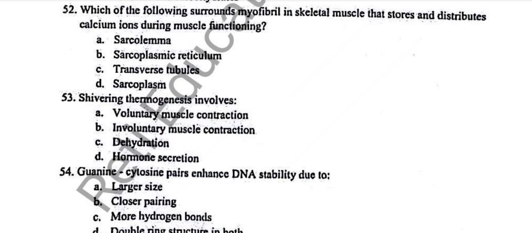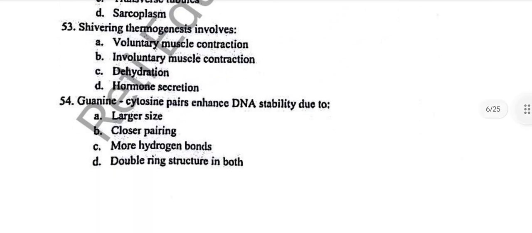Question number 54. Guanine cytosine pairs enhance DNA stability due to A. Large size, B. Closer pairing, C. More hydrogen bonds, D. Double ring structure in both. And the correct option is C. More hydrogen bonds.